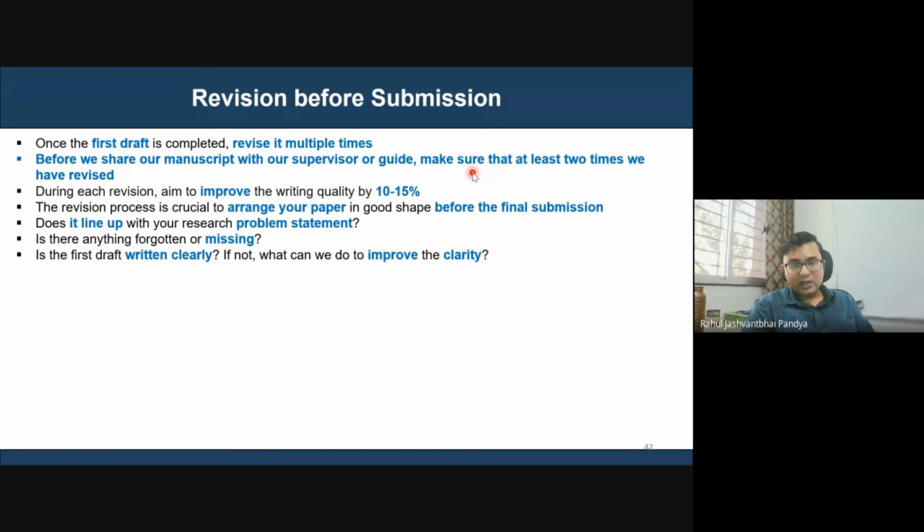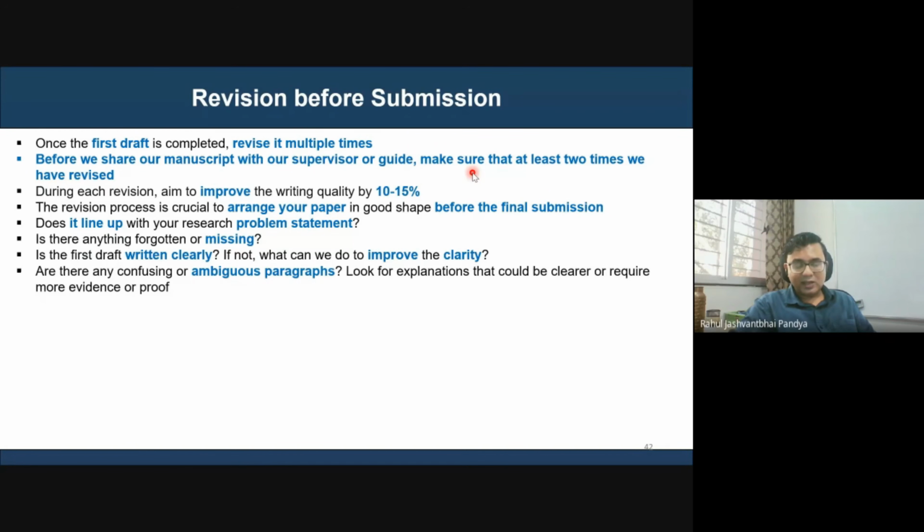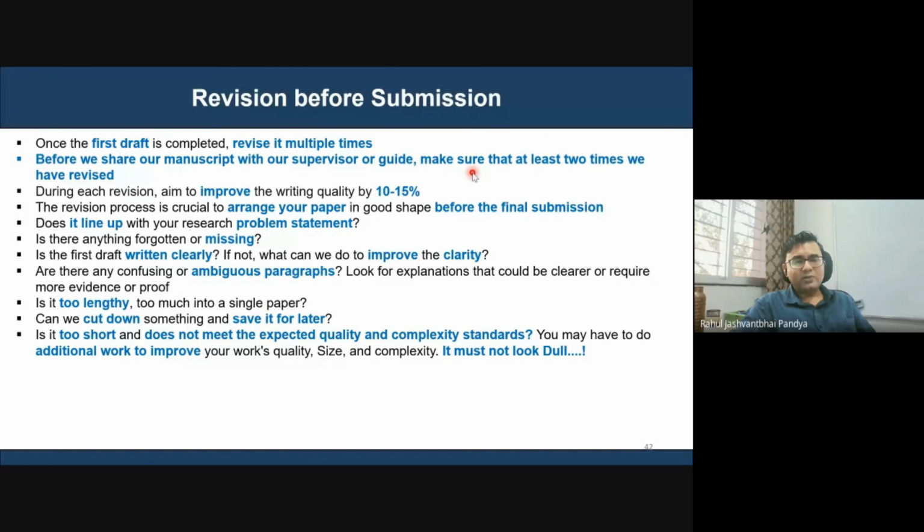We have to improve that very nicely, because there shouldn't be any ambiguous paragraphs or explanations which are not clear, which need more evidence and proofs. Give them, correct. It should not be too lengthy. It should be crisp also, nicely. We can write multiple papers out of them. We can cut them down, save it for later, right? I mean, we can publish multiple papers out of one. Why do you want to put everything in that? It shouldn't be too short also, so that it doesn't meet the expected quality standards, right?